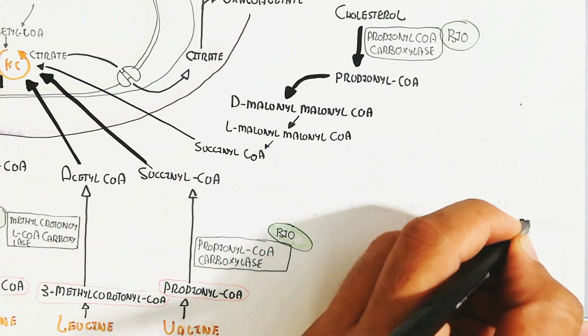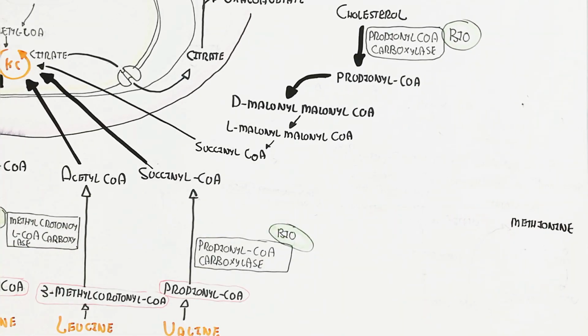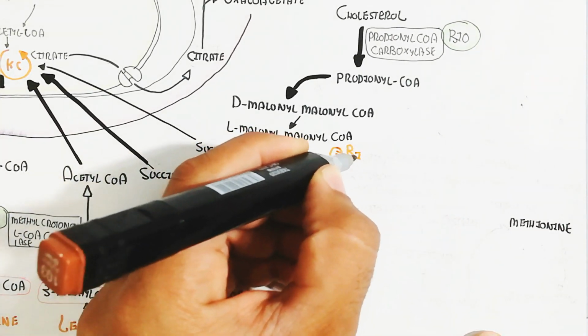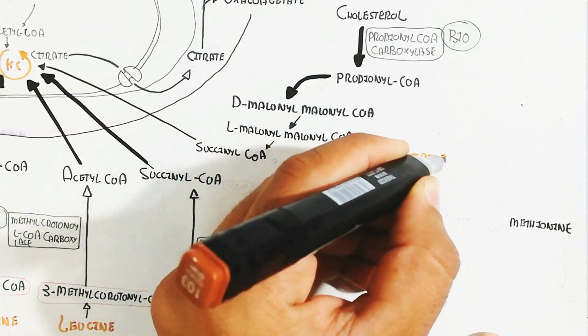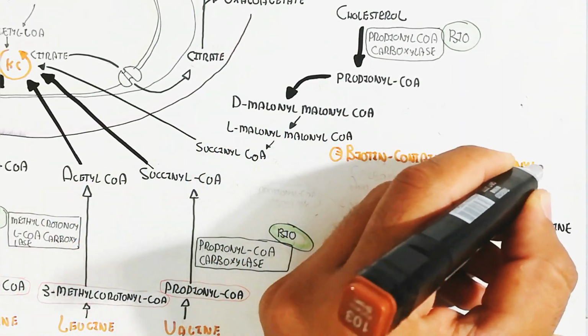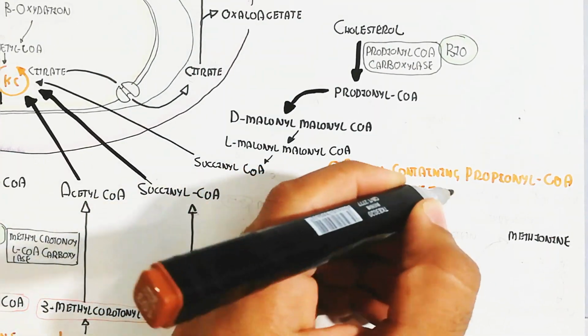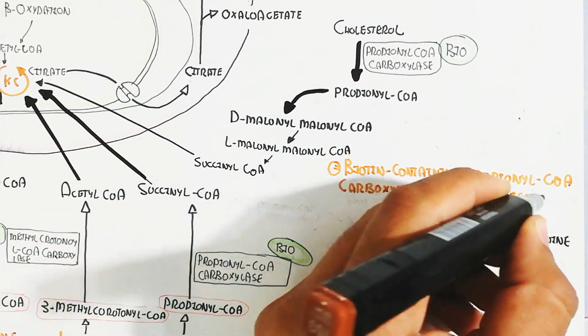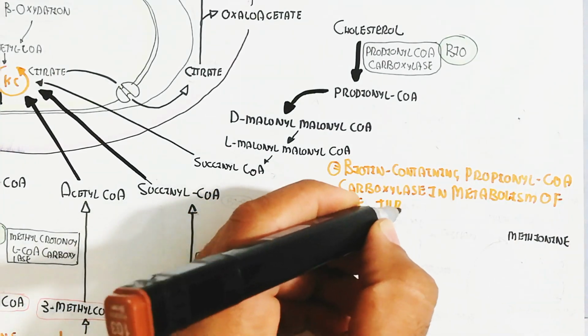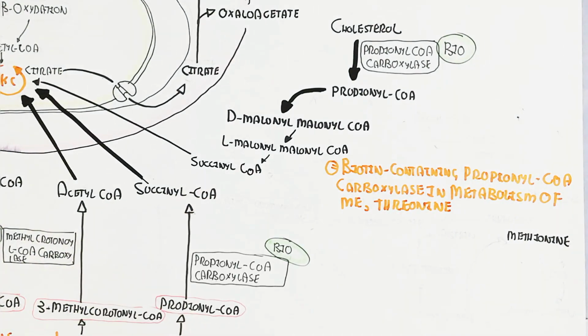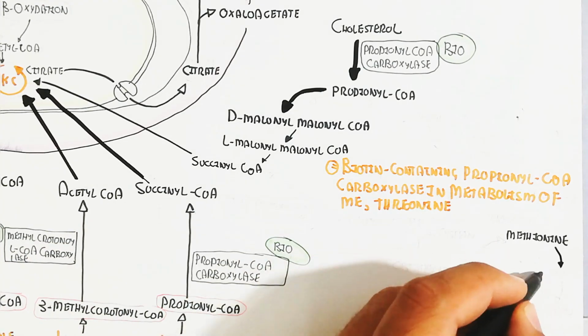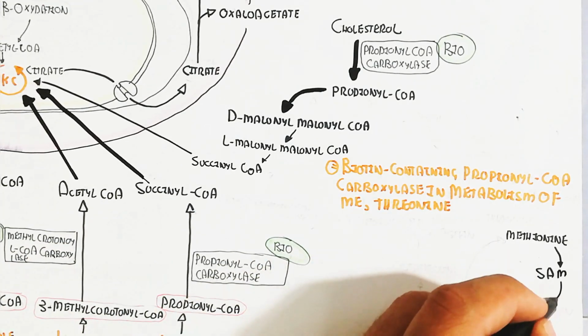It is used for the Krebs cycle to produce ATP, and this ATP, NADH and FADH2 are used for the electron transport chain to produce more ATP. That is why vitamin B7 is the ATP production vitamin. The biotin-containing propionyl CoA carboxylase in the metabolism of methionine and threonine we will discuss.